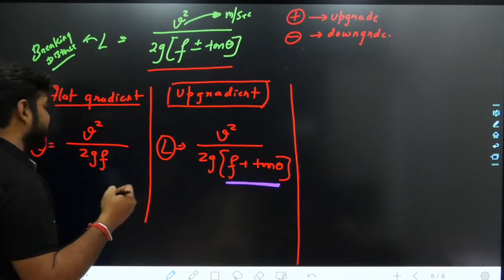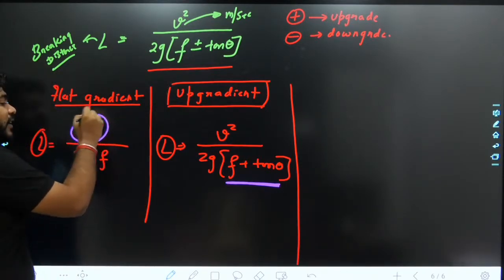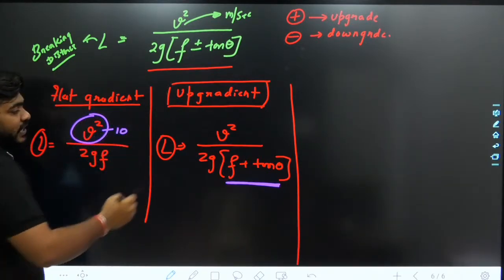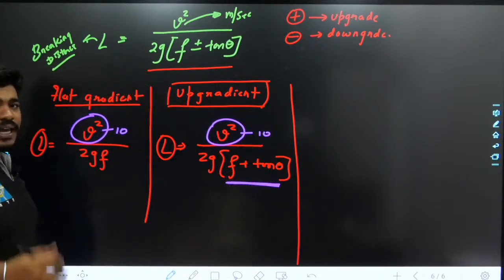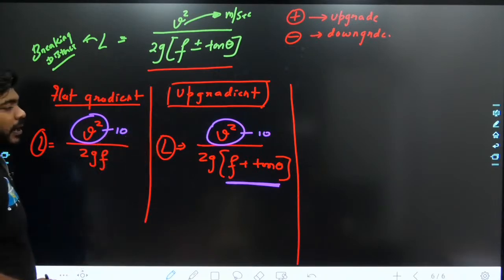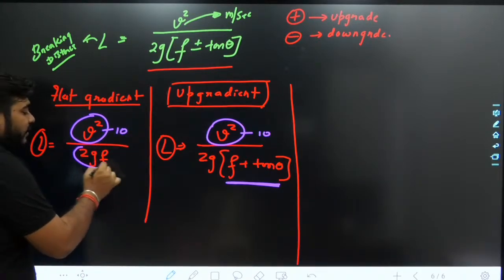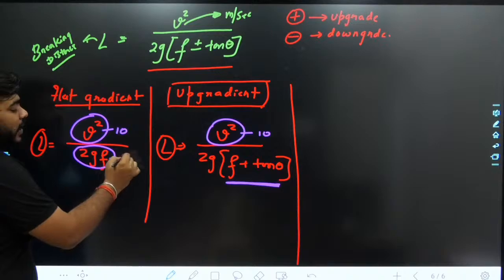Let's assume something. The numerator value for both the cases is given as 10. Fine. Let's take an example. The numerator value is coming out 10 and the denominator value for 2gf is coming out to be 5.